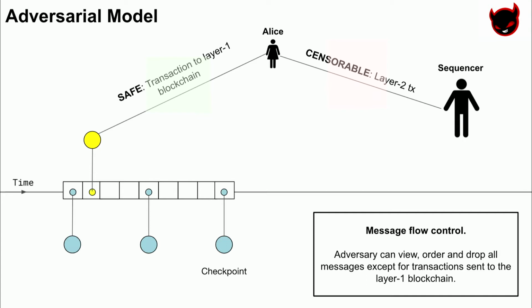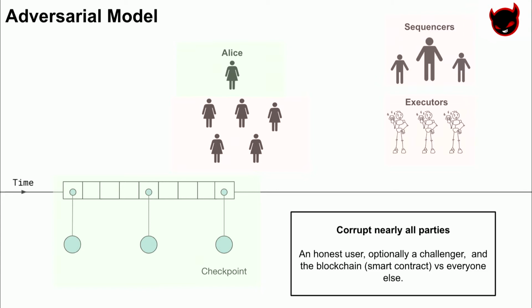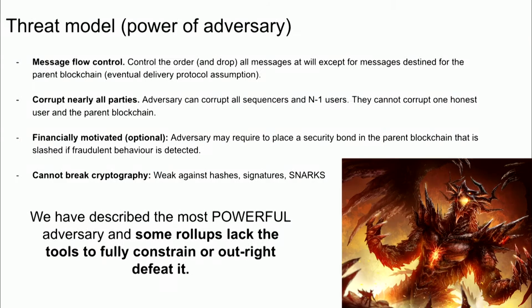And two, we assume the adversary can corrupt nearly every single party. The only person who can't be corrupted is one honest party, which could be the Mooncat user, and of course the bridge on Ethereum. All sequencers and nearly every single executor could be corrupted. And this is really the most powerful adversary you can describe. And in practice, many of the rollups cannot defeat or constrain this beast. It's a very, very difficult adversary.